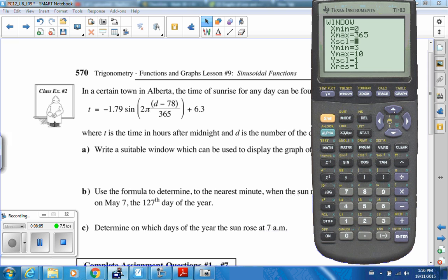And my x scale, I'm going to say like 30, and then it's about a month, right? That kind of gives me an approximate month-by-month piece. That looks pretty good. Again, a suitable window, basically the graph should just take up a little bit more than half of the screen. So I've done that pretty well. So that's what my window was, and where I came up with it.